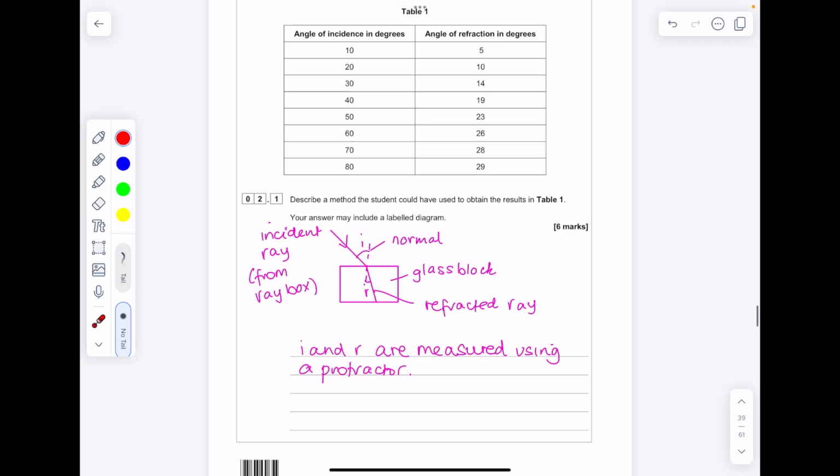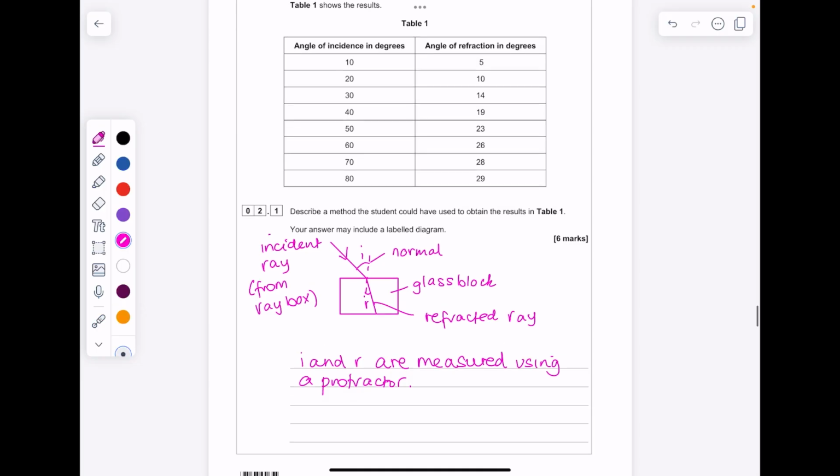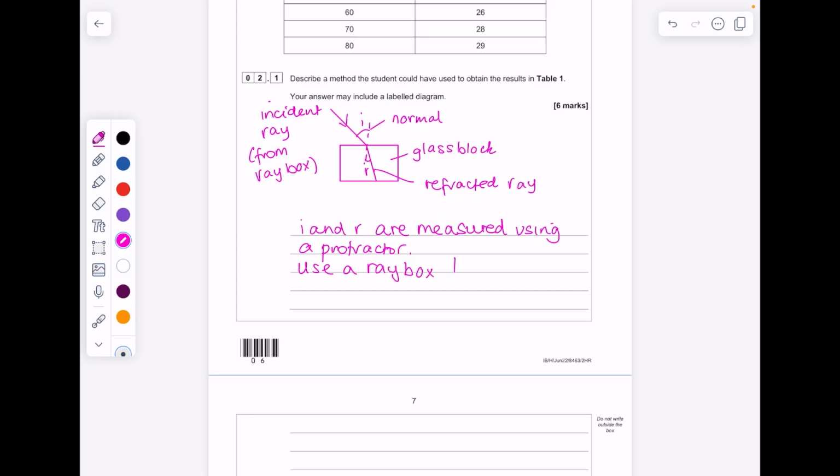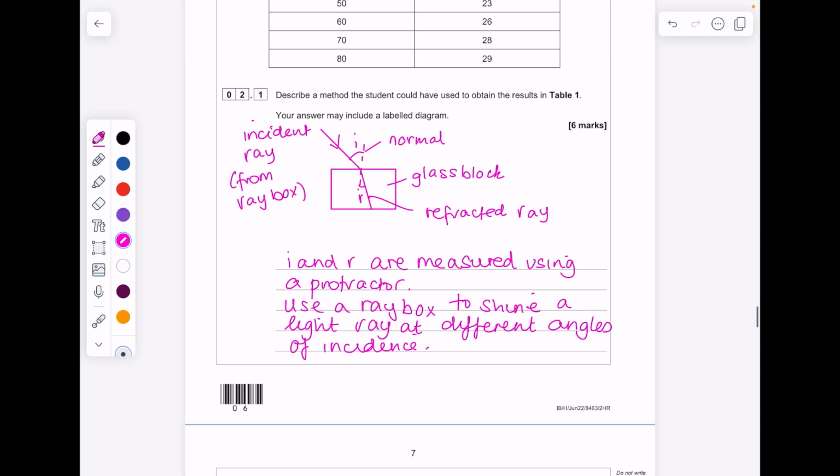Just make sure that we change the angle of incidence. That will be our independent variable, so we can measure a large number of angles of refraction. But yeah, this is the one time where a label diagram is going to be your best friend here, because it's really saved me a huge amount of time describing how I've set up that glass block.